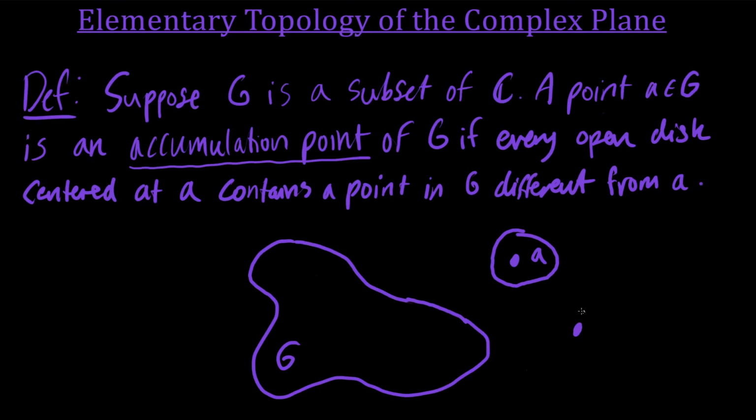And so the same actually follows for this point down here. We can draw this open disk around this point, and none of the points in this open disk are in G that are not this point. Therefore, this point is also not an accumulation point of G.